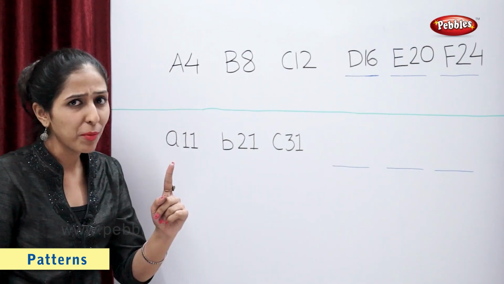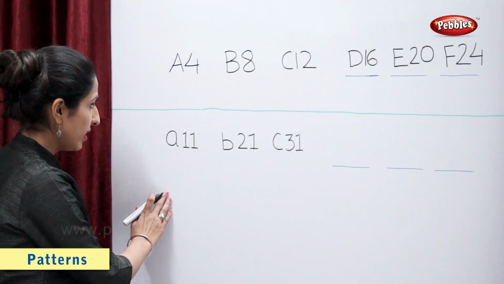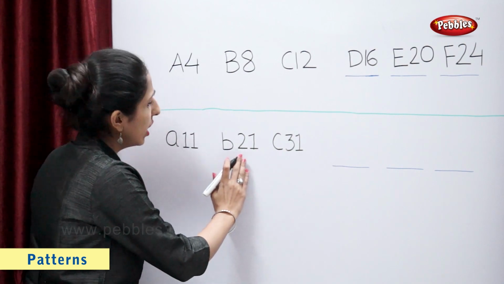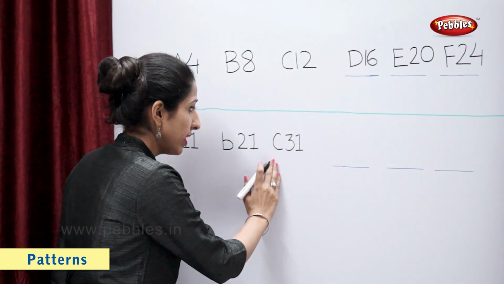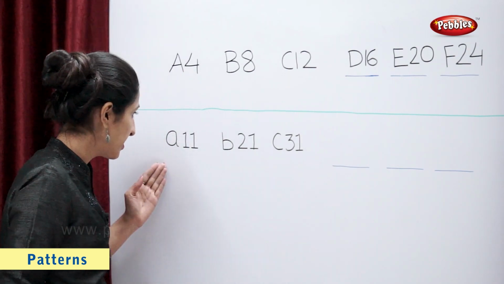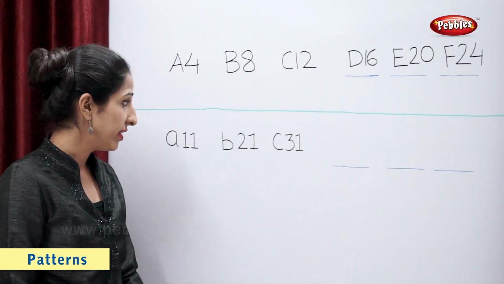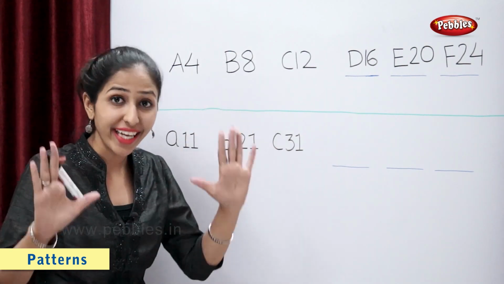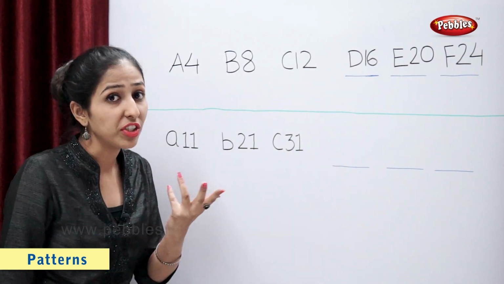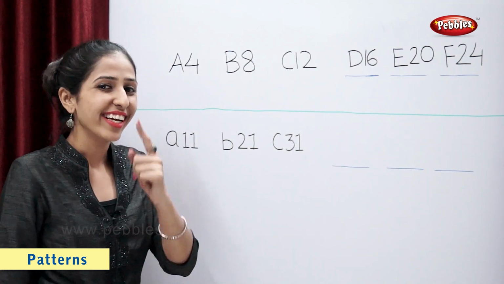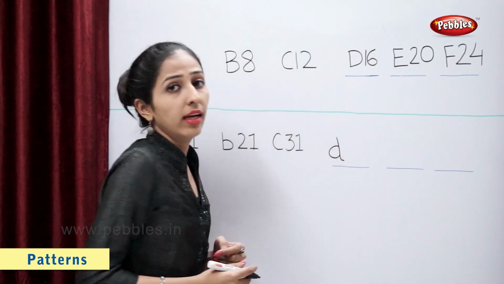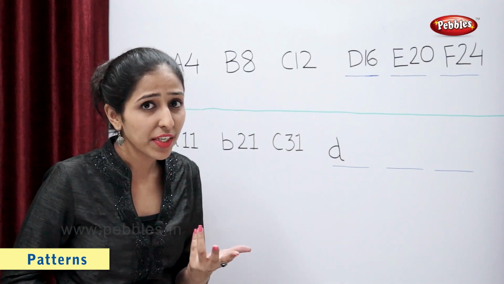Let's take one more example. Here we have A11, B21, C31. In this example, the letters are in a sequence and there is difference of 10 between these numbers. So tell me, students, which is the next letter? Correct. Letter D. So, which is the next number?